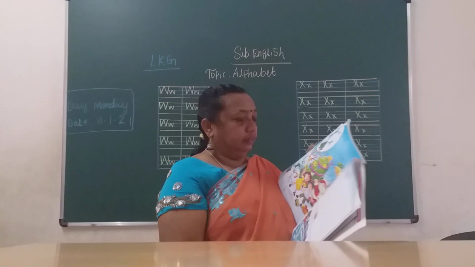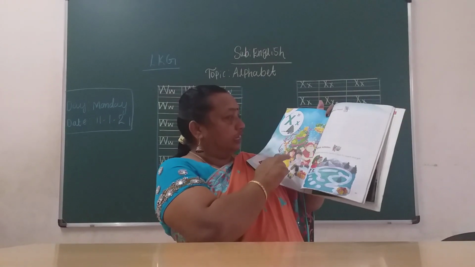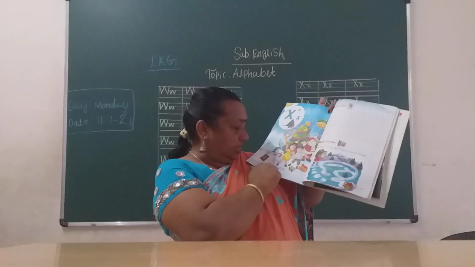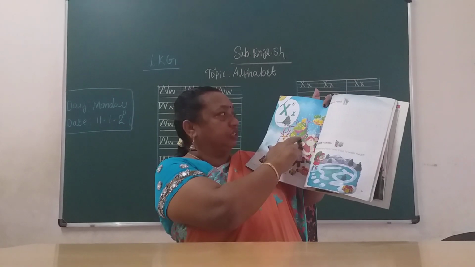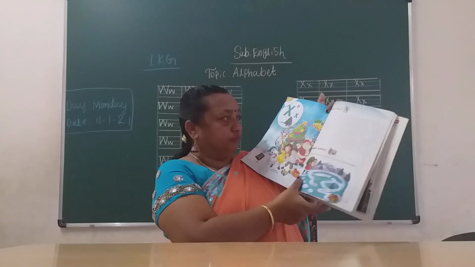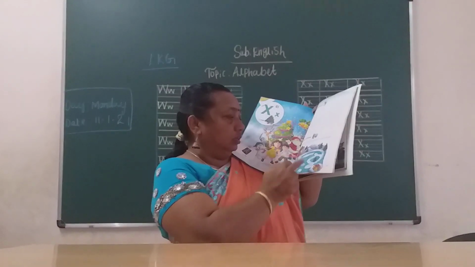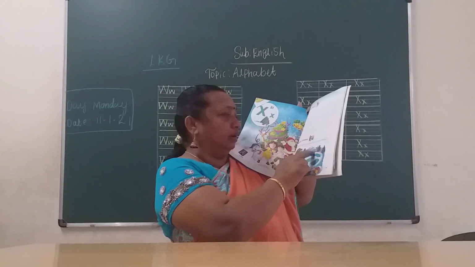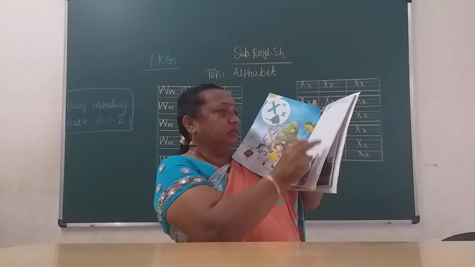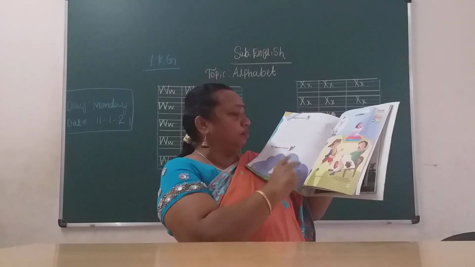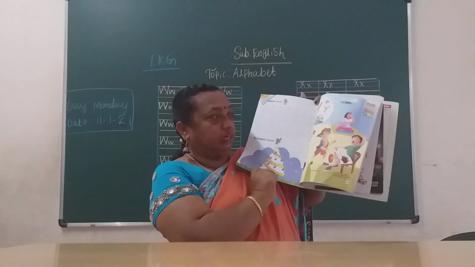Next, 100. See, children, what is this? X for Xmas tree. You have to write, children. X for Xmas tree. X for Xmas day, Christmas day. Trace the path and help Santa Claus reach the gift. You have to write this, small x. Next, capital X also you have to write. The magical colors: the Christmas tree is there, you have to color it, children.